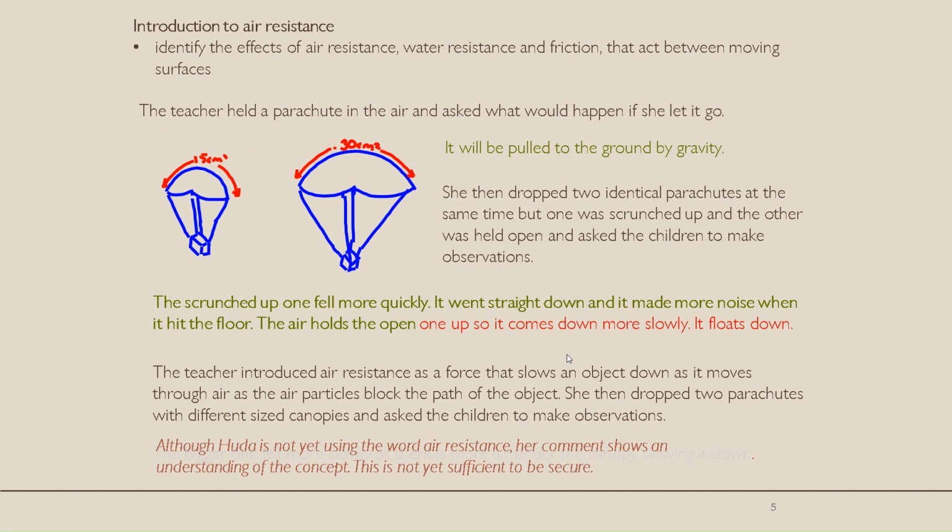She then dropped two parachutes with different sized canopies and asked the children to make observations. Although Huda is not yet using the word air resistance, her comment shows an understanding of the concept. This is not yet sufficient to be secure.